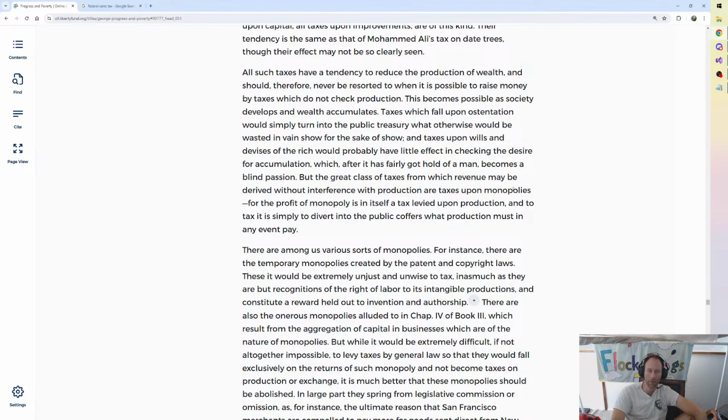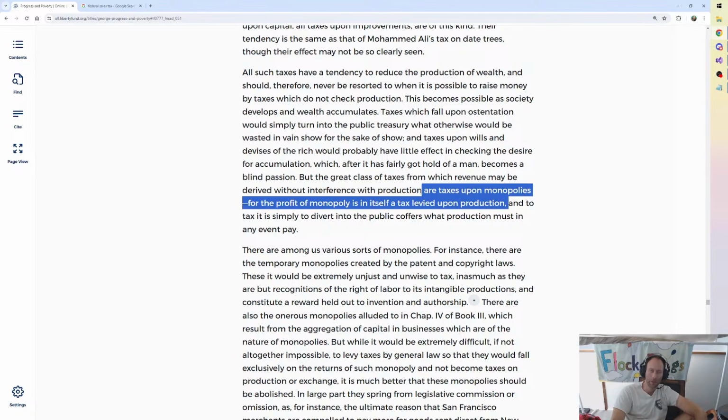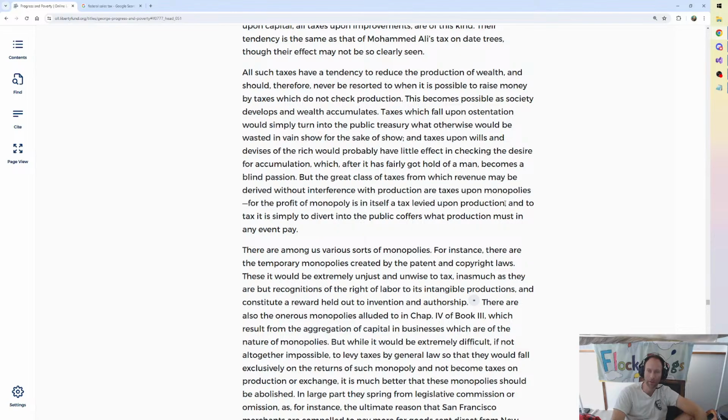But the great class of taxes from which revenue may be derived without interference with production are taxes upon monopolies. For the profit of monopoly is in itself a tax levied upon production. Yeah, the power of a monopoly is generally thought to be in proportion to how much it retards production in that industry. And to tax it is to simply divert into the public coffers what production must in any event pay.